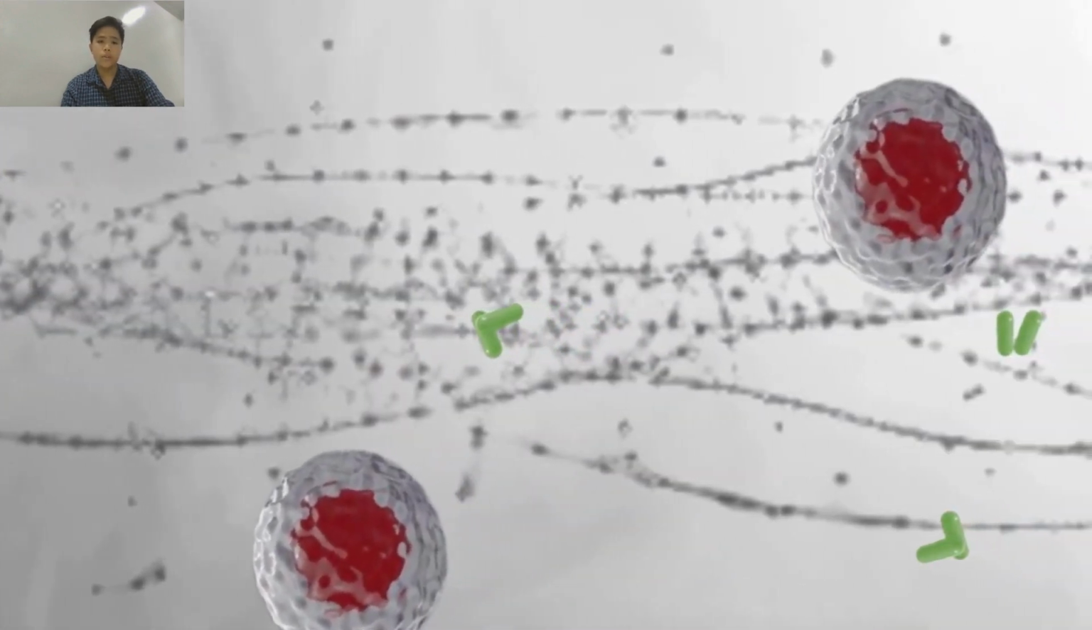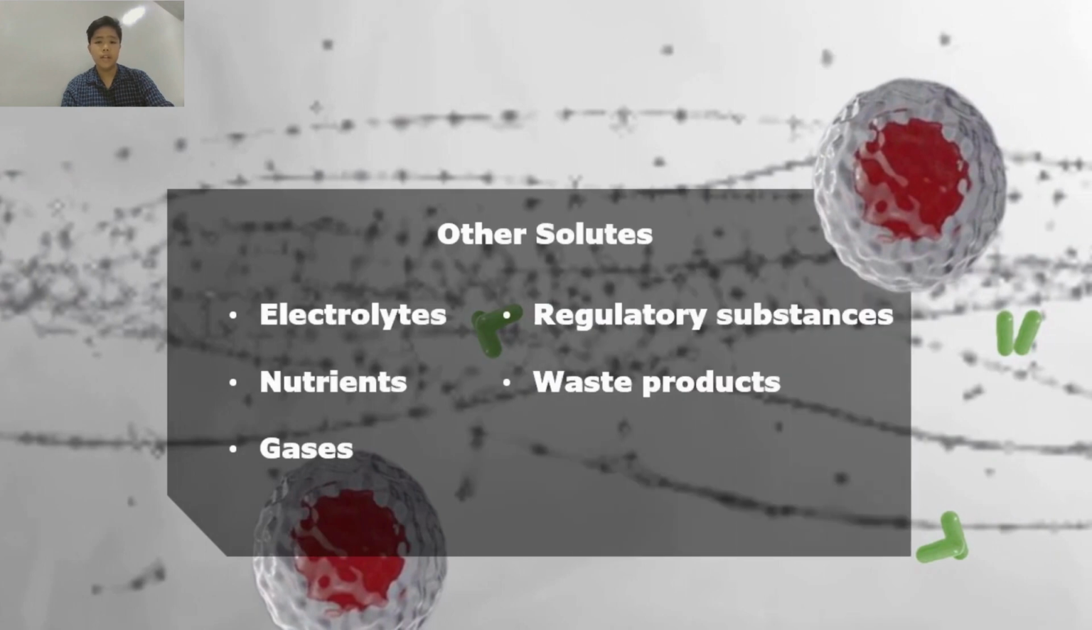Next, we have other solutes in the plasma. These are electrolytes, nutrients, gases, regulatory substances, and waste products. So what are these? Electrolytes help maintain osmotic pressure and are made out of inorganic salts. Nutrients are products of digestion, such as glucose and lipids, which are important for cellular functions, growth, and development.